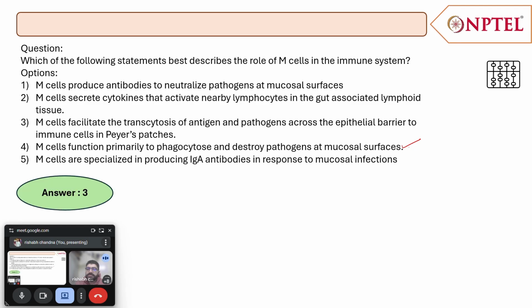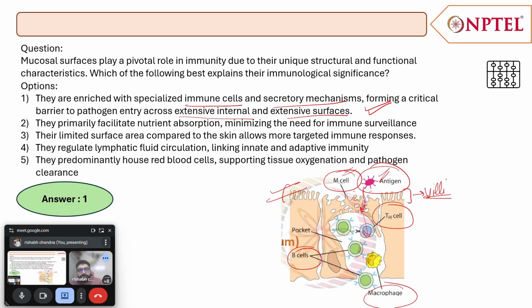That means M cells facilitate the transcytosis of antigens and pathogens across the epithelial barrier to immune cells in Peyer's patches. Okay. So Peyer's patches is another kind of lymphoid organ that is part of the gut. Okay, gut associated lymphoid tissue. And M cells, as we have seen in the previous figure also, are specialized cells to perform transcytosis. So now what is actually transcytosis?